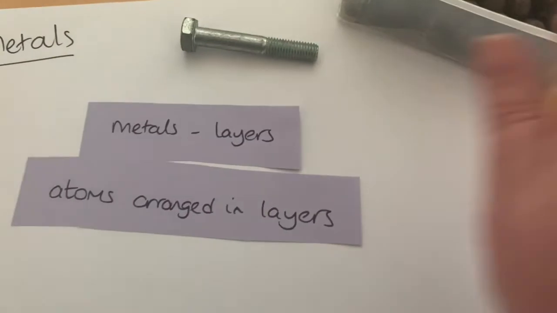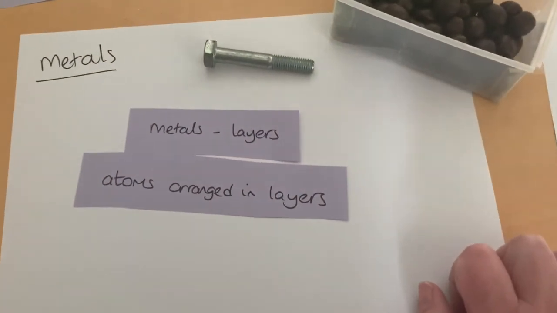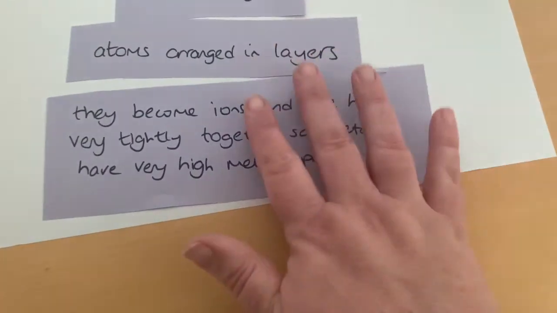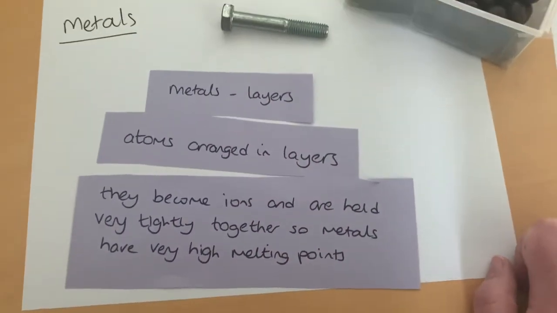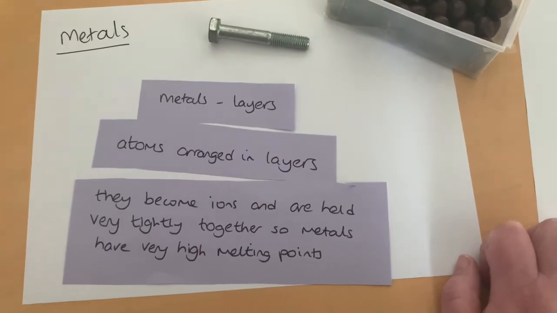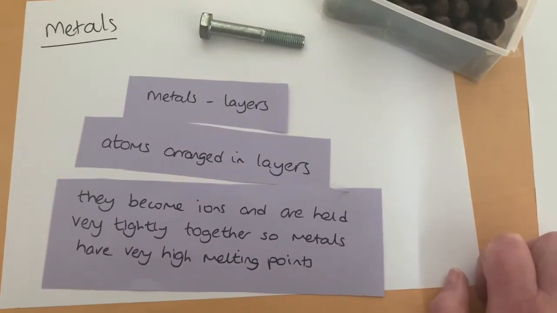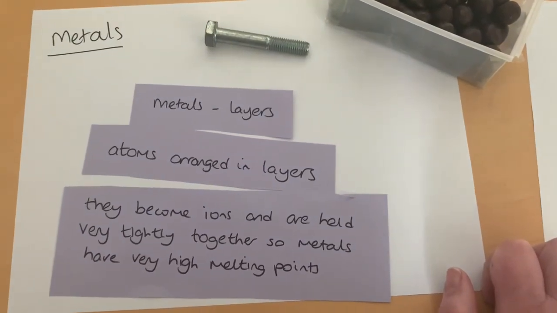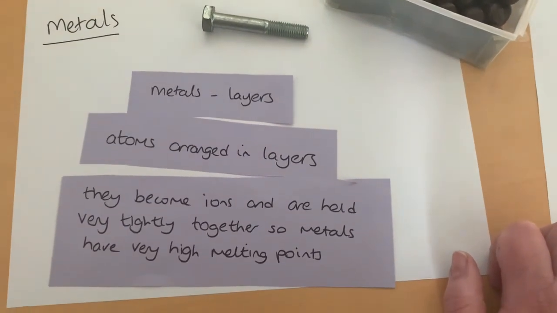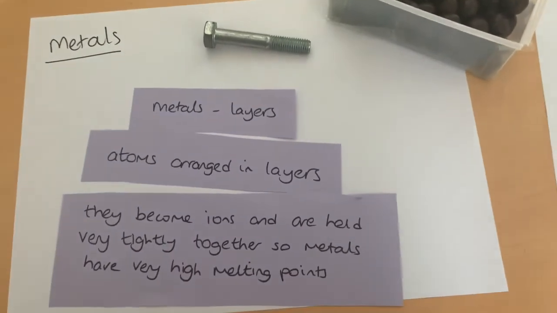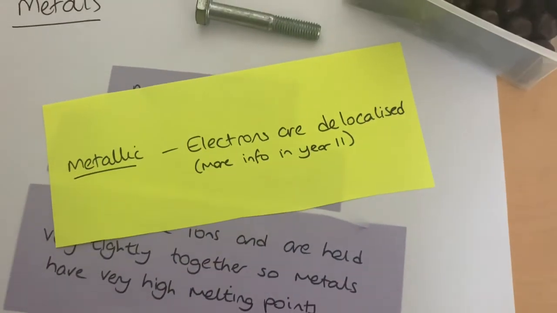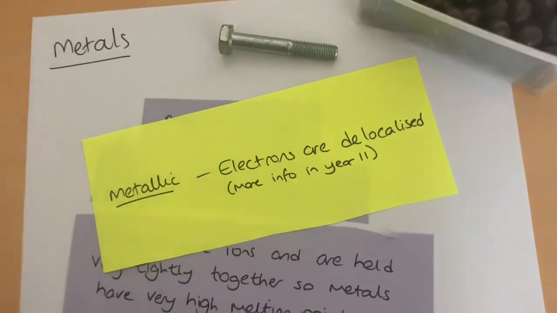So the atoms are arranged in layers. That means that the metals can slide over each other, and they can be made into different shapes. But now the tricky bit, the bit about bonding. Remember we said it was all about electrons. When the atoms are in the layers, they become ions. Now, you will learn about what ions are when you're doing ionic bonding, when the atom loses an electron. So they become ions, and they're held really tightly together, which is why metals have a really high melting point. So in metallic bonding then, the electrons are what's called delocalized, and we'll learn lots more about this in year 11.